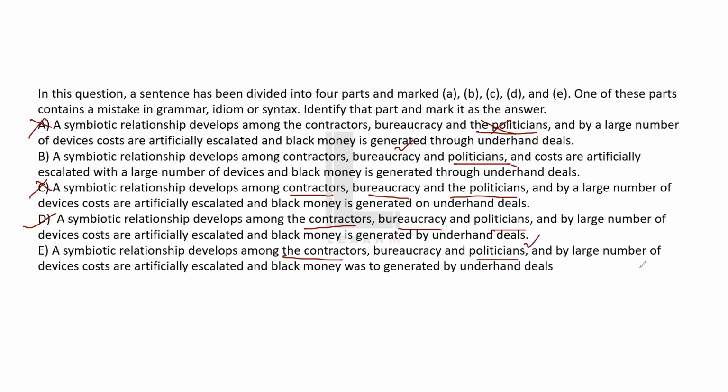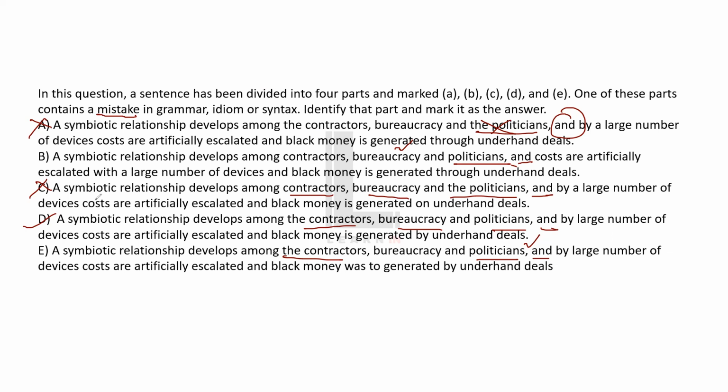Fine. Now let us see this. Okay. By large number of the devices, costs are artificial. And. Okay, fine. So in this expression, there might be something wrong in this question. Fine. Okay. Mistake in grammar. I have to check the question, right? Fine. I hope we have dealt with two options.